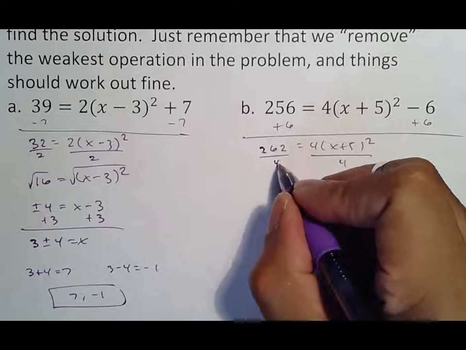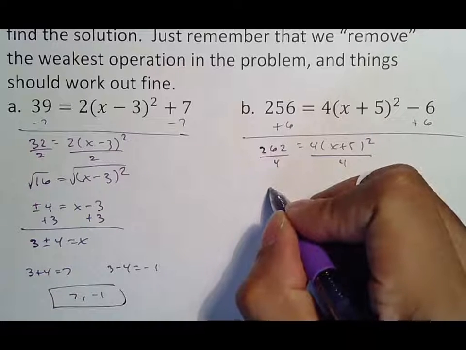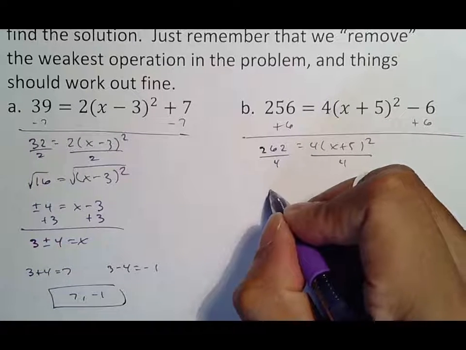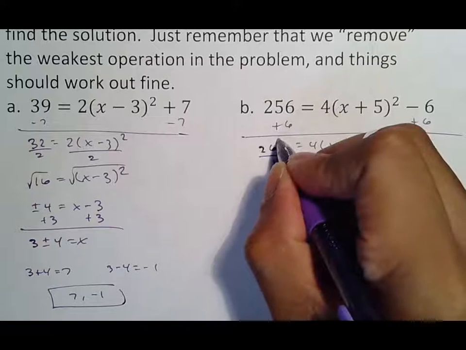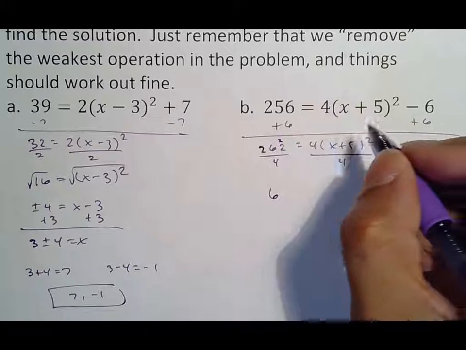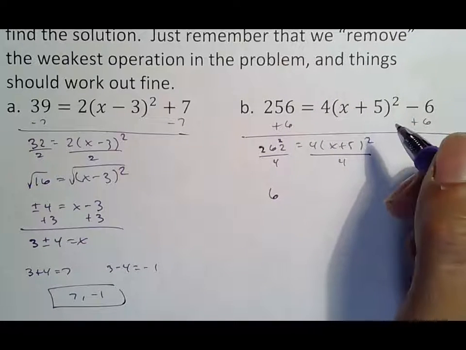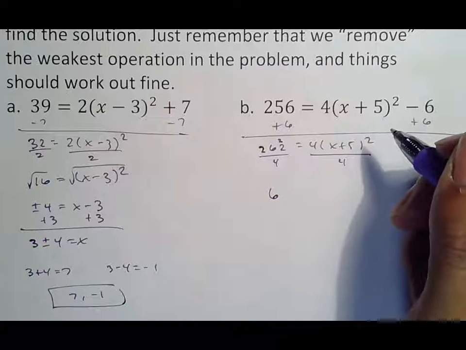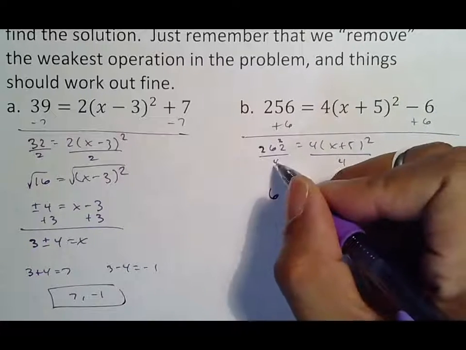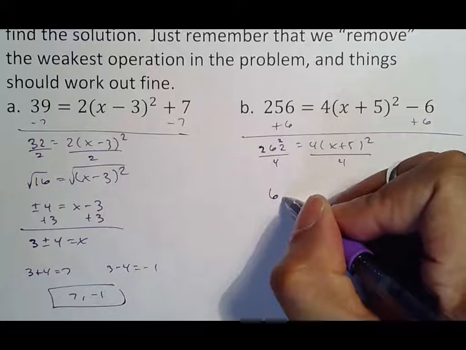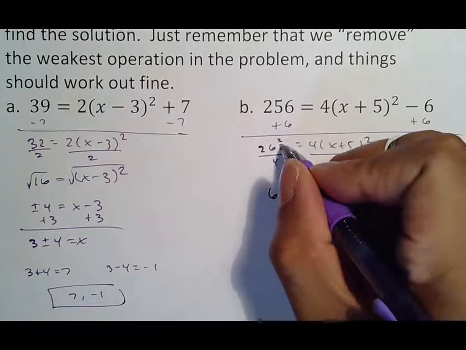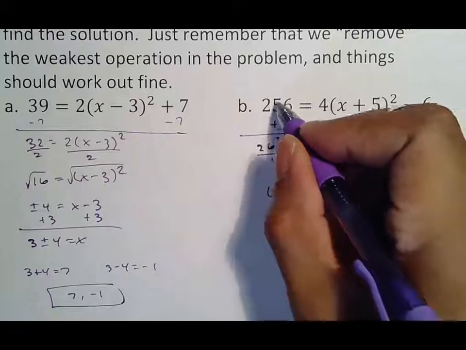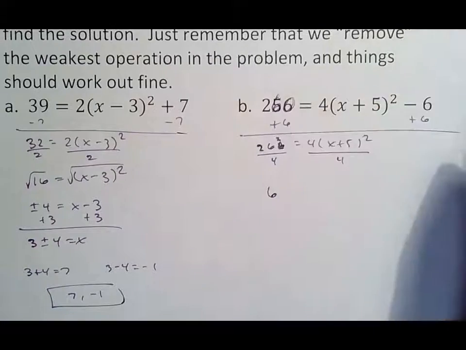262 divided by 4, 4 goes into 26 6 times with 2 left over. Did I mess this up? Because it doesn't go into that. I think it should be higher than that. I think that should be 64, which means I think that should be 66, which means I think that should be 260. Sorry about that.